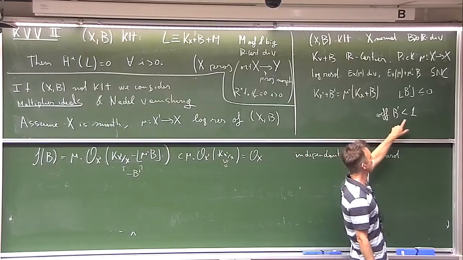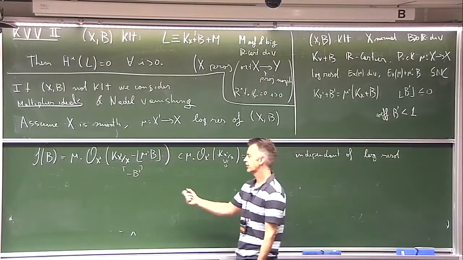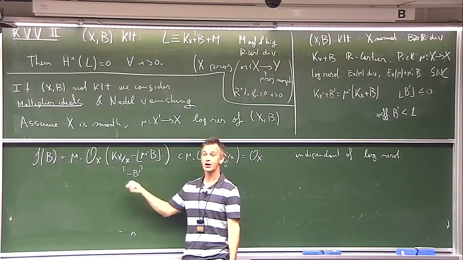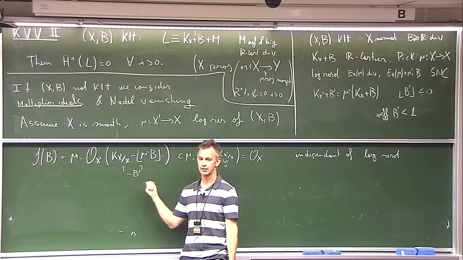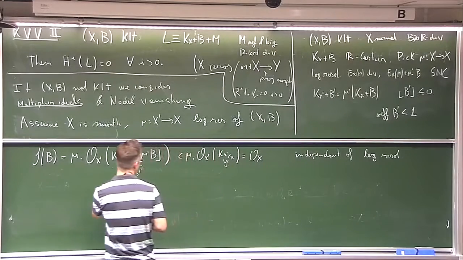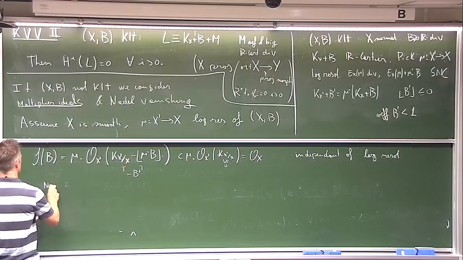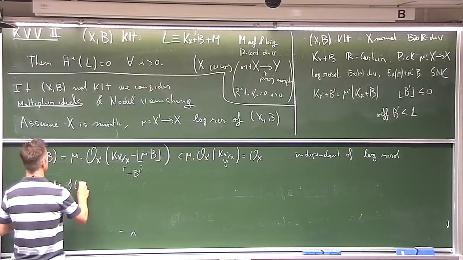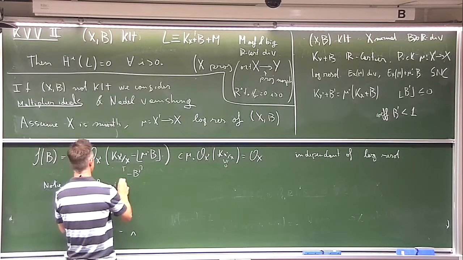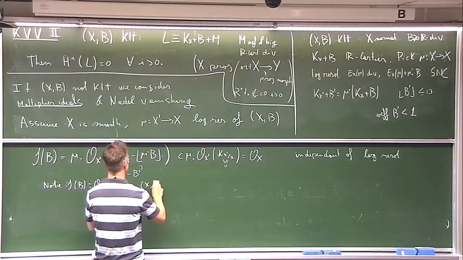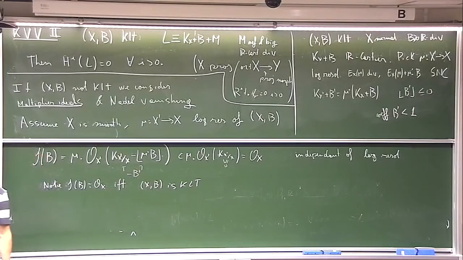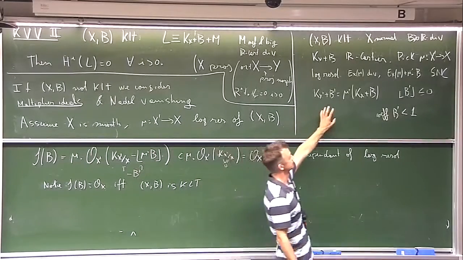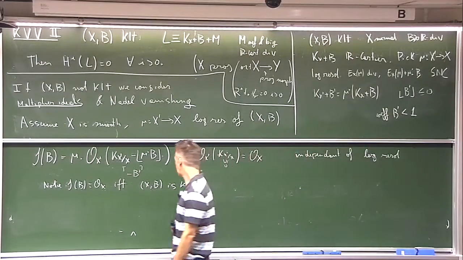if the coefficients of B' are less than 1, then the coefficients of minus B' are greater than minus 1. So when I round them up, they're greater than or equal to 0. So this tells you that the multiplier ideal sheaf of B is trivial if and only if the pair (X, B) is Kawamata log terminal. You're just using this formula here and then looking at the coefficients.